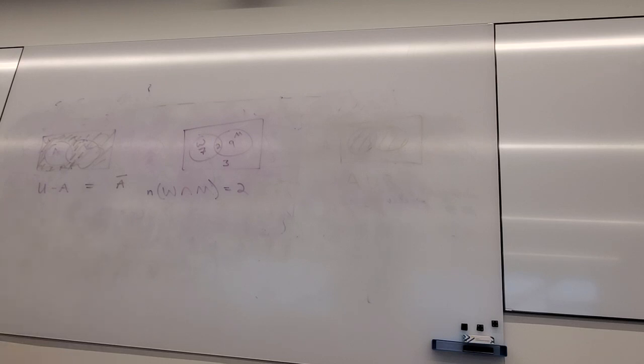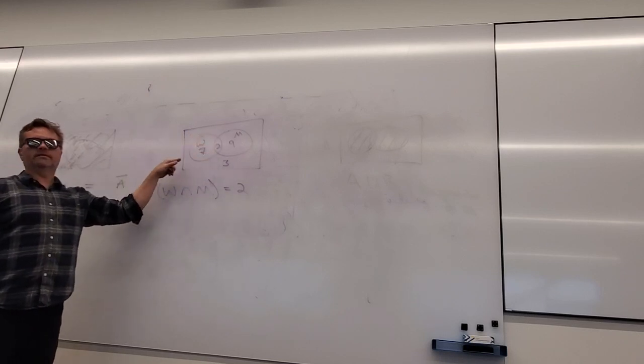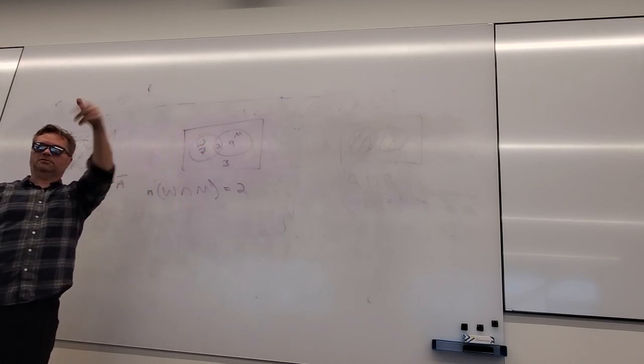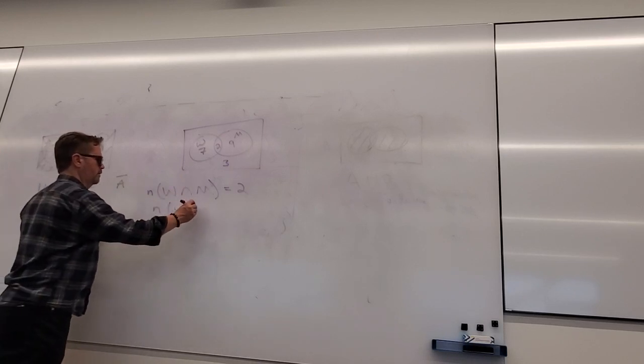How many people like watermelon? Is the two people... Oh, yeah. I picked bad numbers because we're not talking about that section. 9, correct? How many people are in this circle? 9. Good. Everybody see that? So the number that like watermelons is 9.